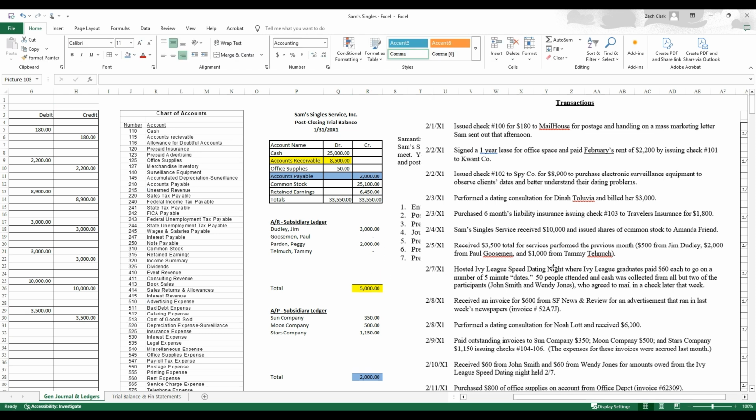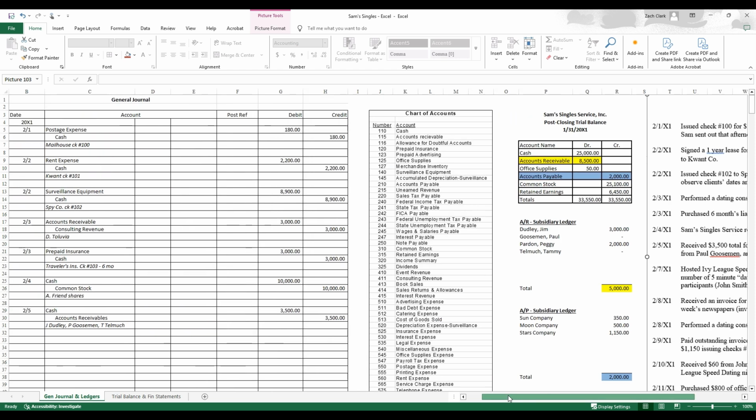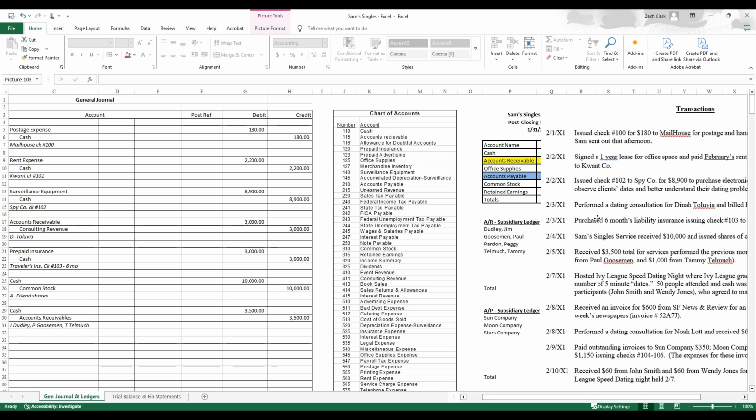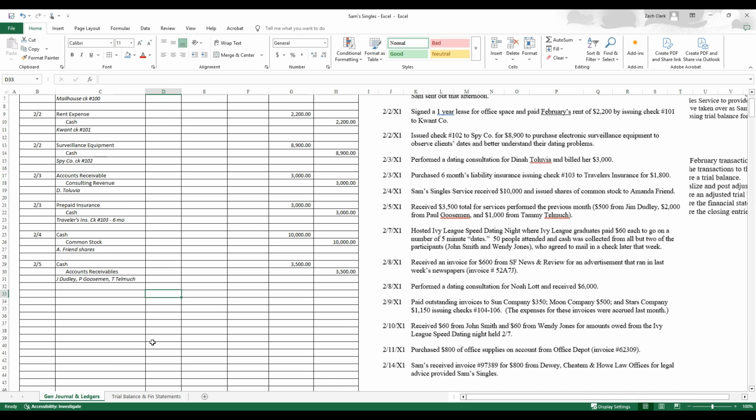So yeah, Dudley still owes us 3,000, and we're still waiting for that payment in total. And you can just do one entry in the general journal to reflect the total receipt of those 3. We put it in the explanation. So, okay, let's move on with the next entry.